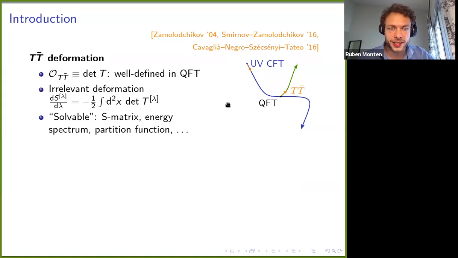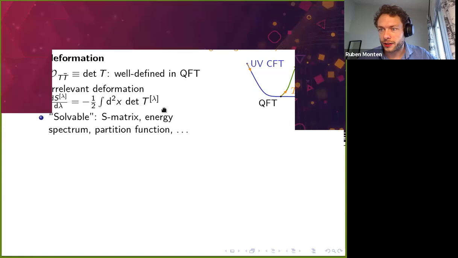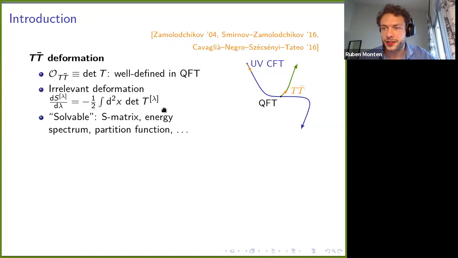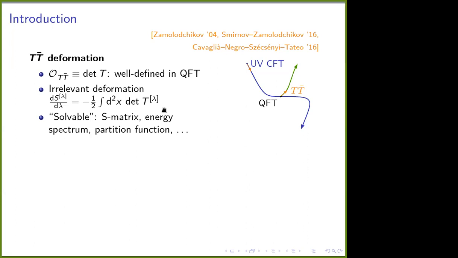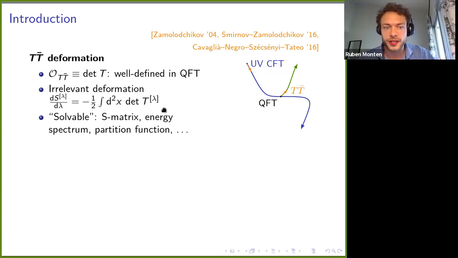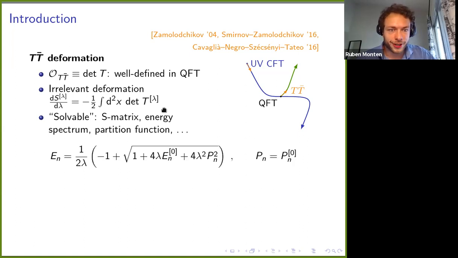And the reason it is interesting is because even though it's irrelevant, we can still solve certain aspects of this theory. In particular, people have calculated observables like the S matrix or the energy spectrum when you put these theories on a finite spatial volume, a circle times time, for example, and people have calculated partition functions, etc. For this particular introduction, I'll highlight, because this will be relevant later, the energy spectrum.